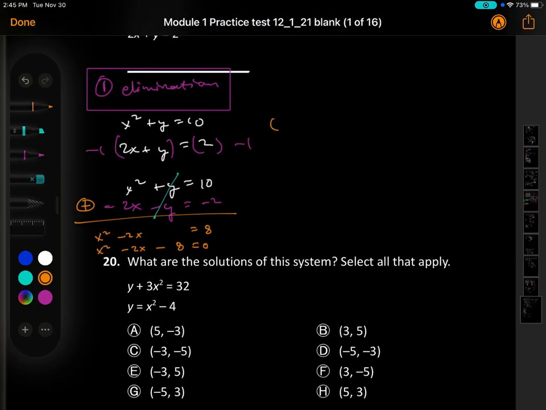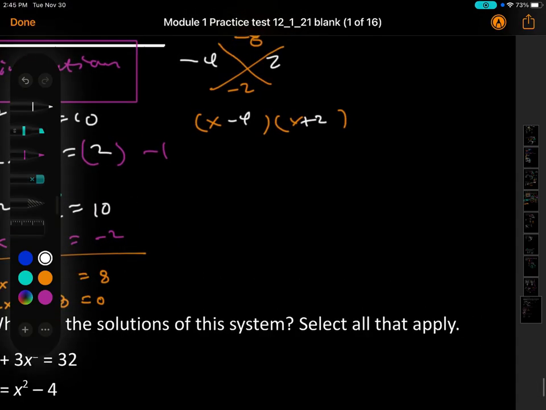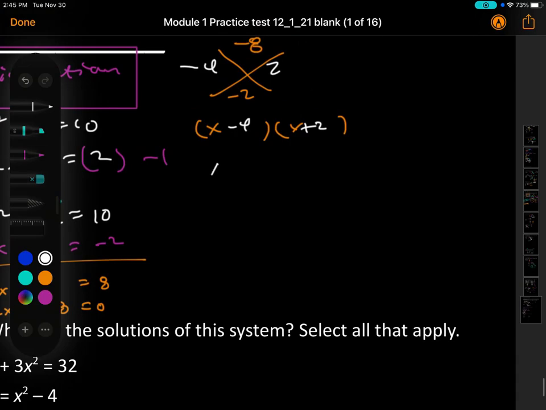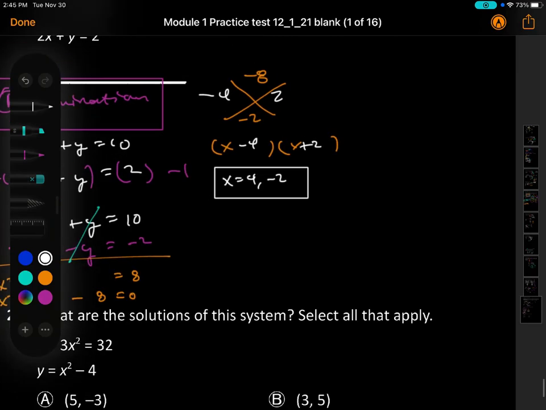Let's go for the home run. Let's see if we can just factor that. Two numbers that multiply to be negative 8 and add to be negative 2, so 4 and 2, so minus 4, positive 2, and then if you set them equal to 0, you will get 4 and negative 2.